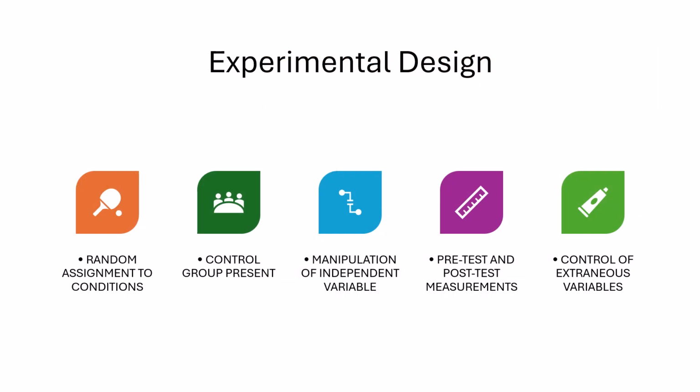Experimental designs have several key features: random assignment to conditions, a control group, manipulation of an independent variable, pre-test and post-test measurements, and control of extraneous variables. Random assignment is particularly important. It helps ensure that differences between groups are due to your intervention, not to pre-existing differences. The exam may ask if you can identify true experimental designs versus other types, so look for all these elements.